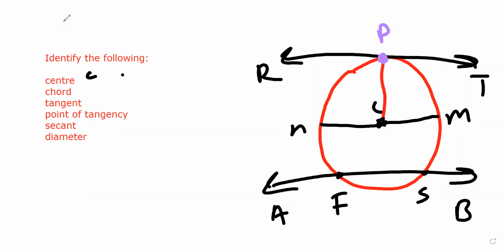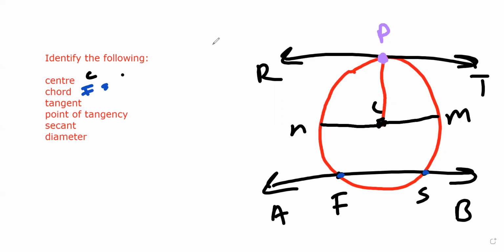Let me go for my pen. So here we go. Let me change the color. I'm going to highlight where the chord is. So the chord is FS. So FS is a chord.